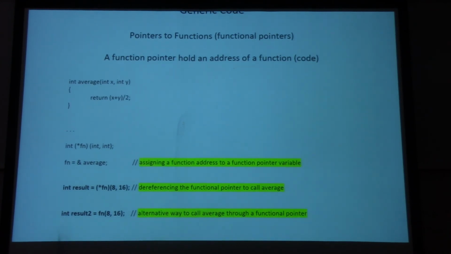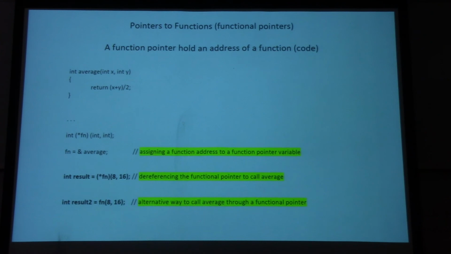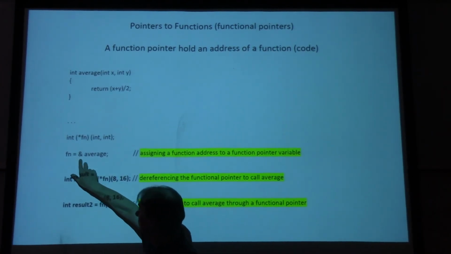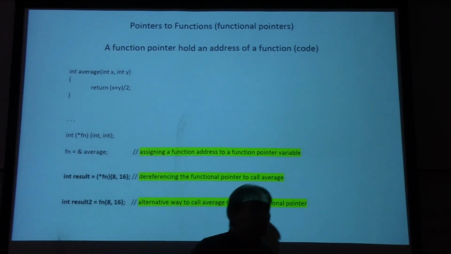It gets worse. Not only can I do that, I can also do that in C++. It means if you have a functional pointer, you can dereference it to call the function that it's pointing to. Or you don't have to dereference it. It's still going to call the function it's pointing to. So functional pointers are a little tricky because C++ allows flexibility on functional pointers. You don't have to dereference them. In fact, you can say fn equals ampersand average, or you can just say fn equals average.